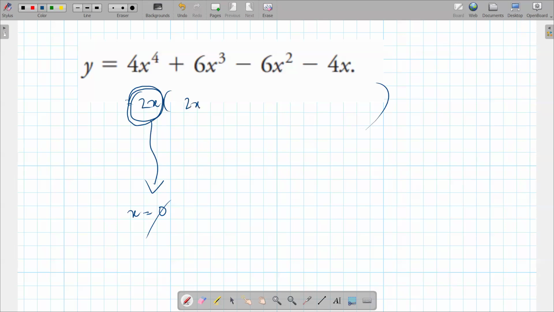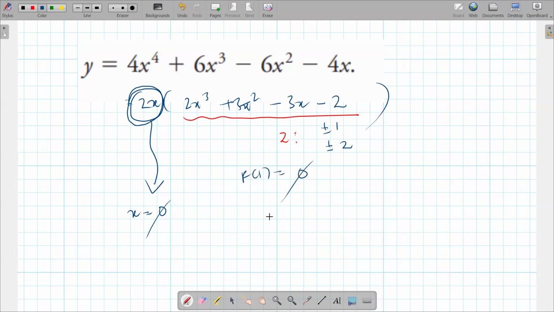And whatever you're left with, this is what you're left with inside of the bracket. You have a cubic function. So you're going to do the check on this one. Your y-intercept is 2, which means your possible factors are plus minus 1 and plus minus 2. So for this one, let's try f of 1. f of 1 gives you exactly 0. Therefore, x minus 1 is a factor.